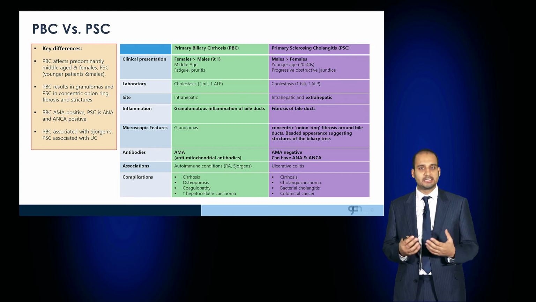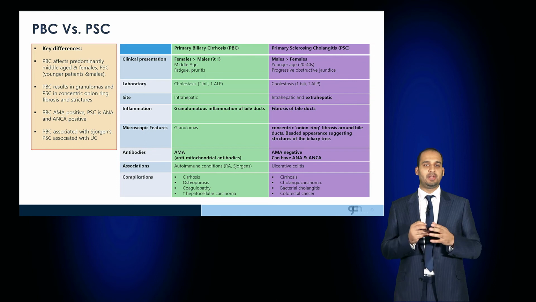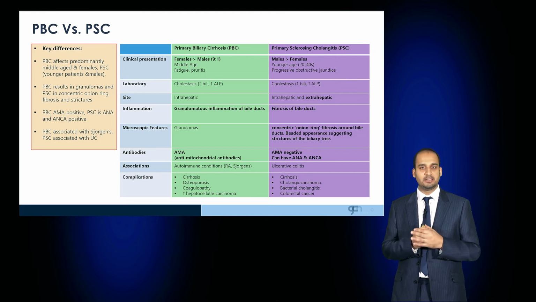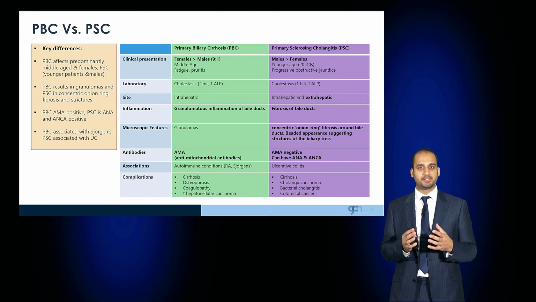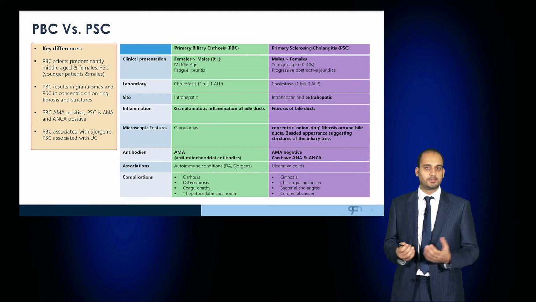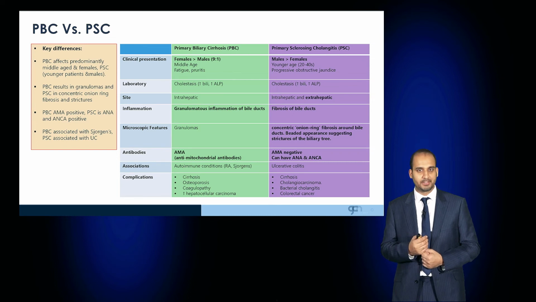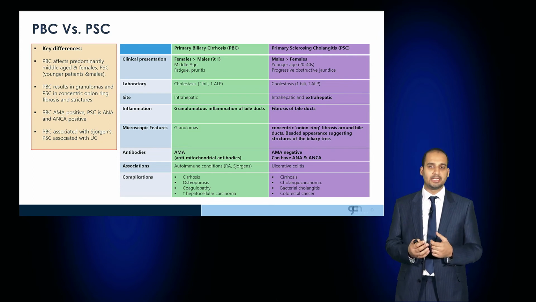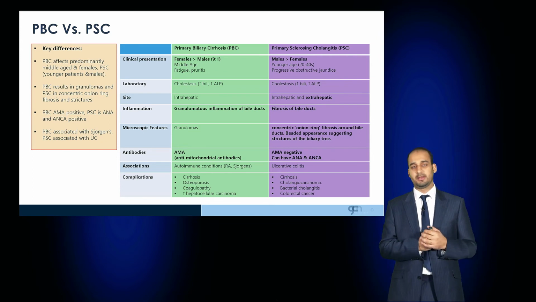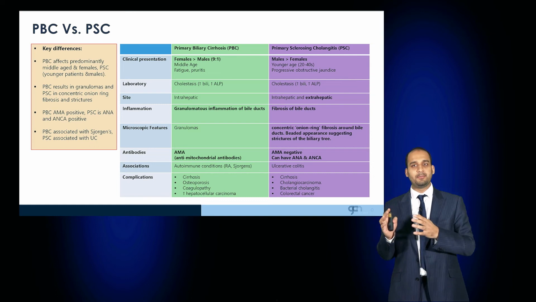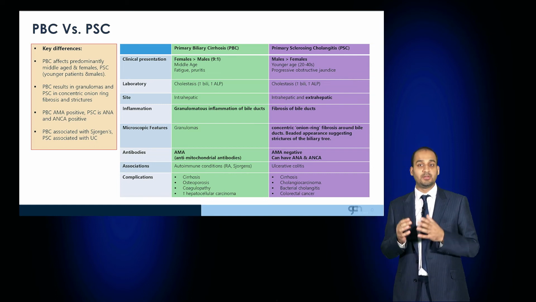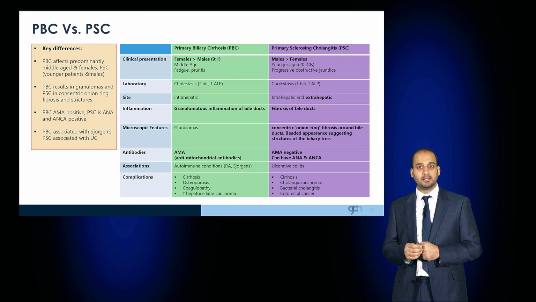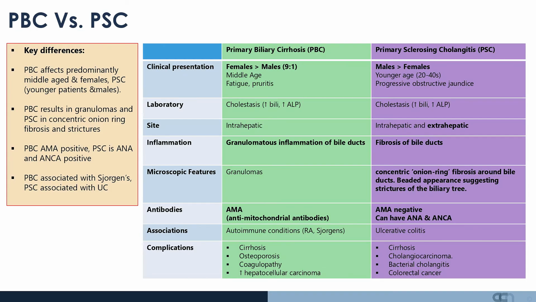They would have a cholestatic picture, and there is intrahepatic damage resulting in granulomatous inflammation of the bile ducts, and they would be AMA positive, associated with rheumatological conditions such as Sjögren's. The complications of primary biliary cirrhosis include cirrhosis of the liver, osteoporosis, coagulopathy, and an increased risk of hepatocellular cancer.